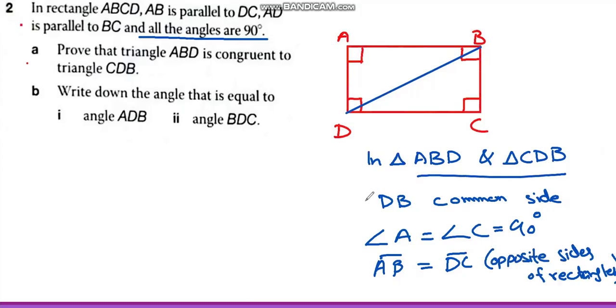So in both triangles, we have got two corresponding equal sides and one right angle over here. So it means that these two triangles can be congruent because of RHS, they are following this rule. So we can say from RHS, both triangles are congruent.